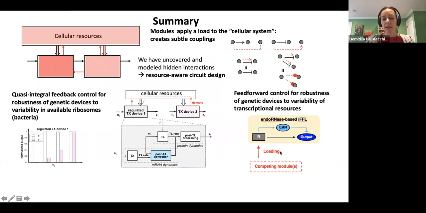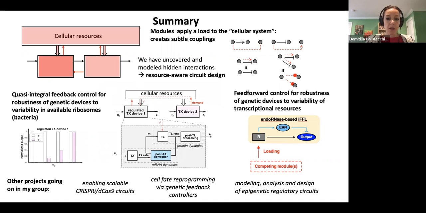In the case of mammalian cells, it is transcriptional resources that matter the most for the circuits. And I've shown you an incoherent feed-forward loop that can stabilize output expression independent of resource fluctuations. There are a bunch of other things going on in my group, which I won't have the time to talk about today, but I'm happy to chat with people offline if they're interested in hearing more about them.